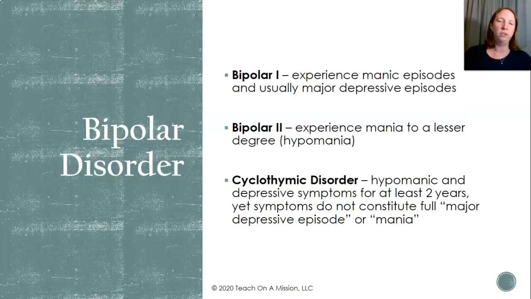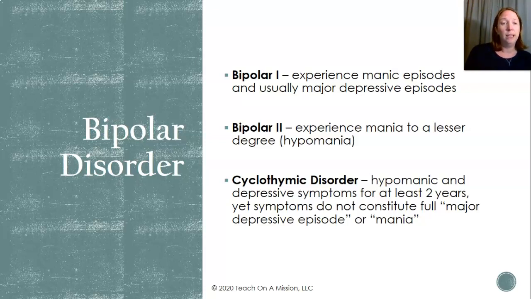Bipolar disorder breaks down into three specific types. Bipolar 1 is someone who's experiencing manic episodes and usually major depressive episodes. So kind of what we just described. Bipolar 2, someone is experiencing mania, but to a lesser degree. We call this hypomania. And it's such a lessened degree that the person might not even realize that they're having a problem, but those around them might be concerned about their erratic behavior. And it's still lasting. That erratic behavior may still be lasting about 4 days at a time.